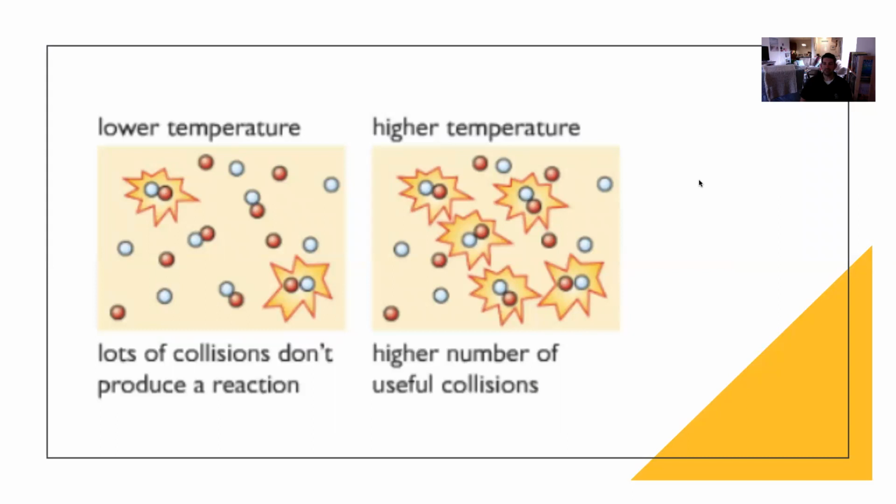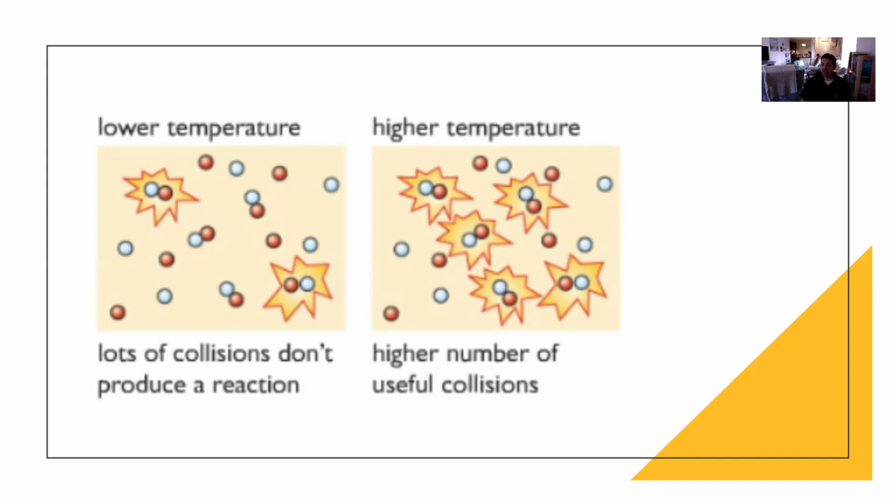So increasing temperature. Let's think about this from the perspective of the collision theory. If we increase the temperature, the particles move faster. Temperature is really how fast the particles are moving. So at a low temperature, there's often not a lot of collisions that produce a reaction. At a higher temperature, you're going to get more collisions with a sufficient amount of energy, and you're going to get more successful collisions.